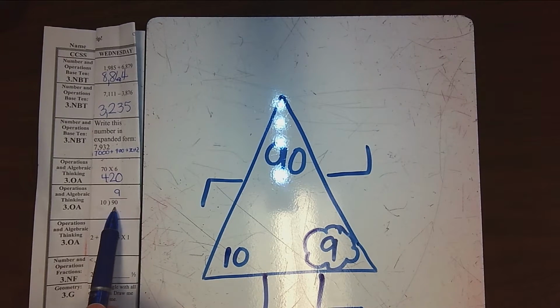Always say your dividend first. The bigger number, the number that's being broken apart into smaller groups.